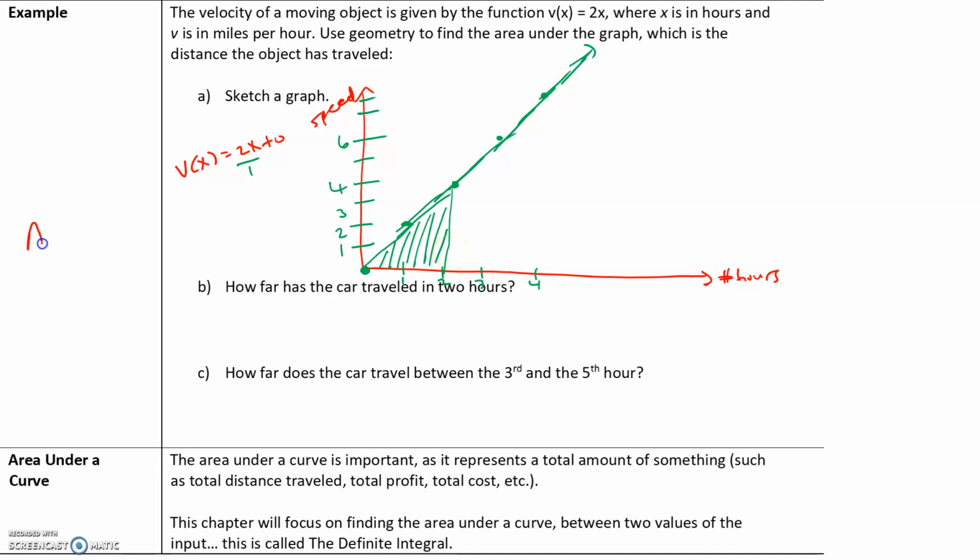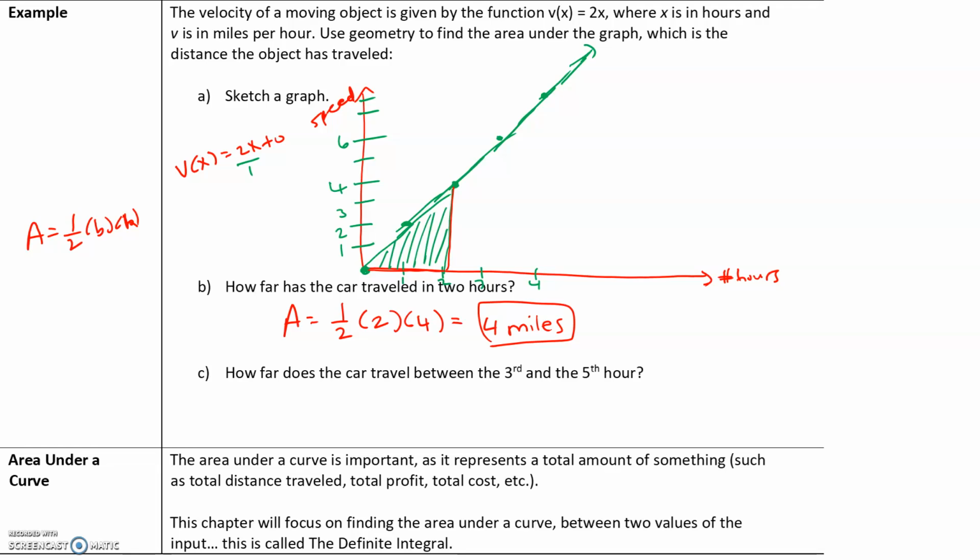We're going to apply the formula for the area of a triangle, which is 1/2 times base times height. Okay, so the base here is 2, and the height is 1, 2, 3, 4. So the area is going to be 1/2 times the base, which is 2, times the height, which is 4. 1/2 times 2 is 1, 1 times 4 is 4. So in total, this object has traveled 4 miles.